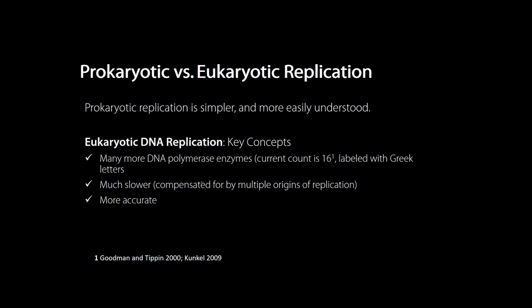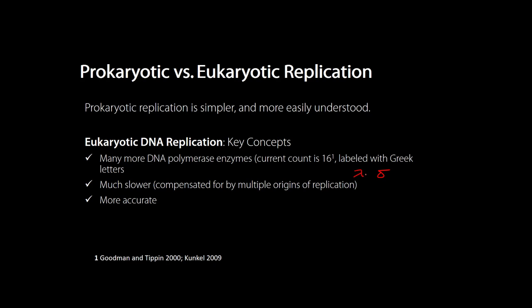So one big take home, though: eukaryotic replication includes way more DNA polymerases. And it's not that these are doing the actual replication. Most of these are involved in specific kinds of DNA repair that we'll talk a bit about later. At the current count, there's 16 and growing, the number of DNA polymerases we know about. And instead of Roman numerals, like in prokaryotes, we label DNA polymerases with Greek notation, right? So sigmas and lambdas and all that.